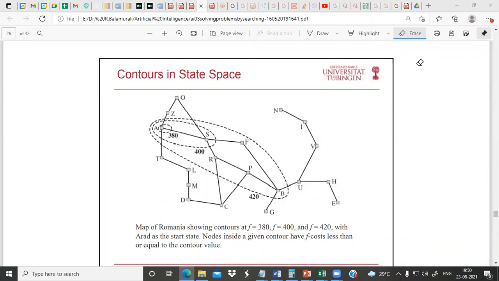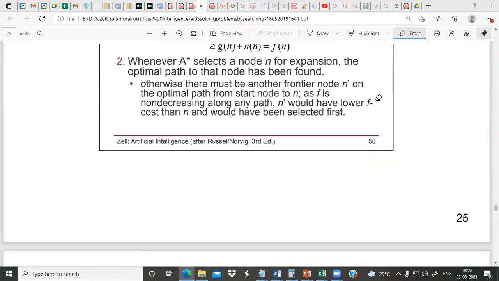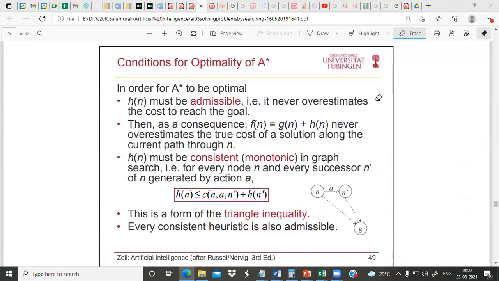Yeah, welcome. So in the last class, we have discussed the A-star algorithm, and also what the conditions for optimality for the A-star algorithm are. We have discussed that the heuristic function must be admissible and also it should be consistent for A-star to be optimal. So an admissible heuristic is one which never overestimates the cost of reaching the goal state.